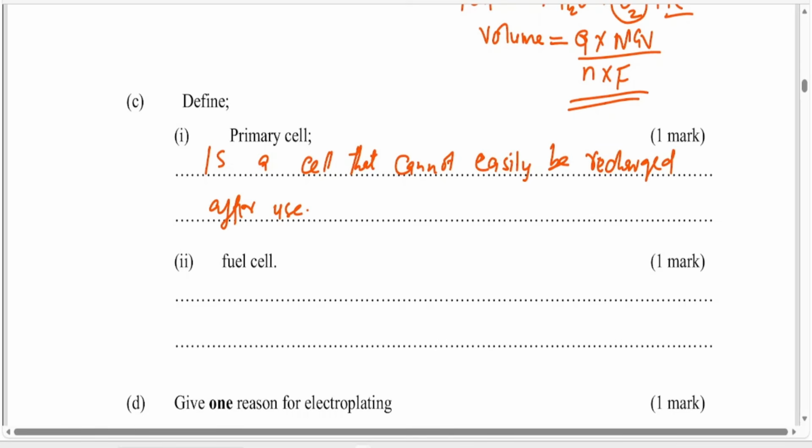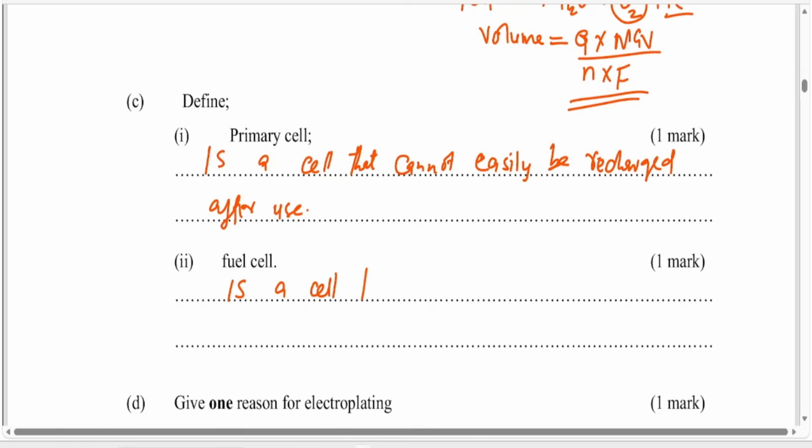A good example is a dry cell. Then we have a fuel cell. A fuel cell, on the other hand, is not a primary cell. It can be recharged by adding more raw materials. So it's a cell that converts chemical energy of a fuel and oxidizing agent into electricity.